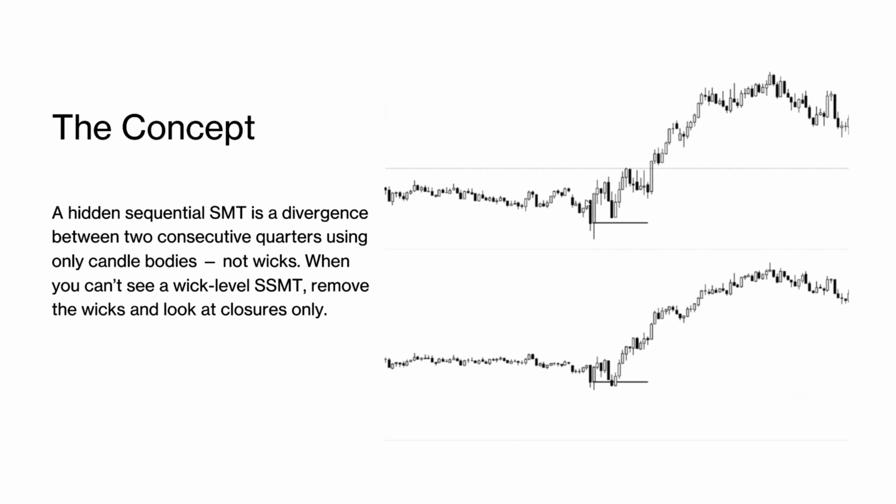Let me show you guys what this means. For example, this low, right? On this asset, did we take out that low? No. On this asset, same thing, we didn't take out that low. However, look at the body. The body here did not close below this wick. It didn't even reach, right? It was too strong. However, here, we did close. That is a hidden sequential SMT.